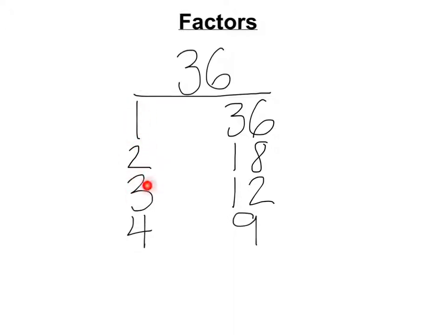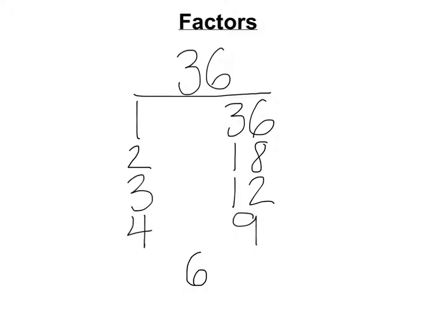1, 2, 3, 4, 5. No, 5 does not go into 36 because it doesn't end in a 5 or a 0. So 1, 2, 3, 4, we're skipping 5. 6. Does 6 go into 36? Yes, it does. 6 times what, though? Well, 6 times itself. When you have a number that's going to be on both sides of the chart, instead of writing it twice, write it once in the middle. And since it's on both sides, once we hit this point, we know we're done.